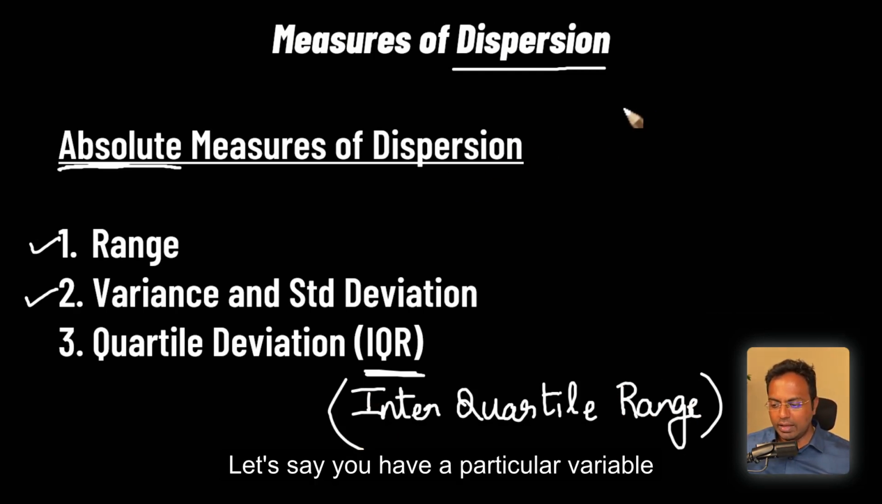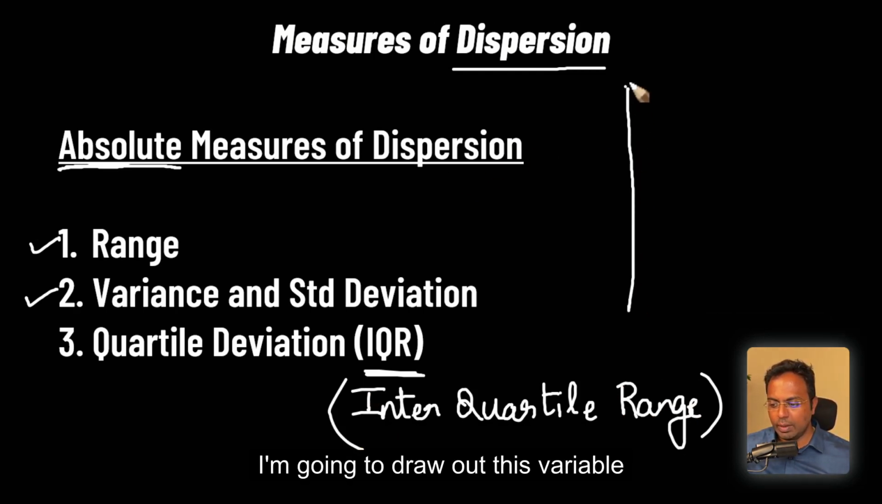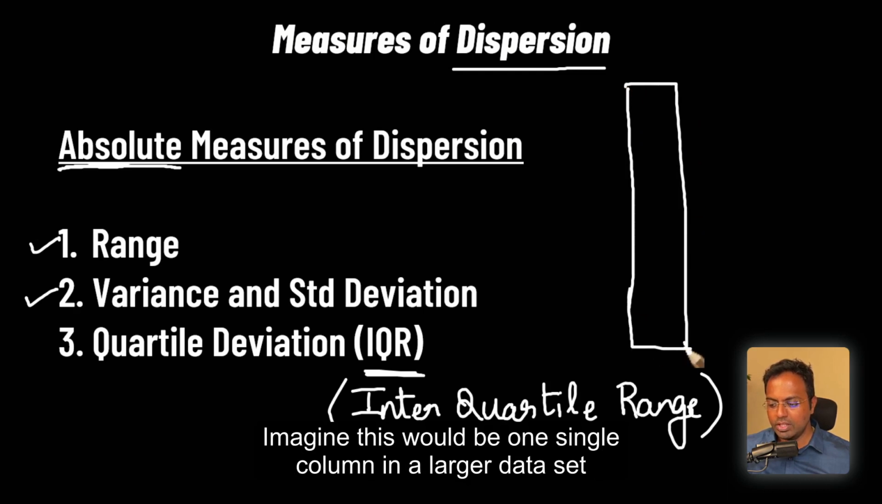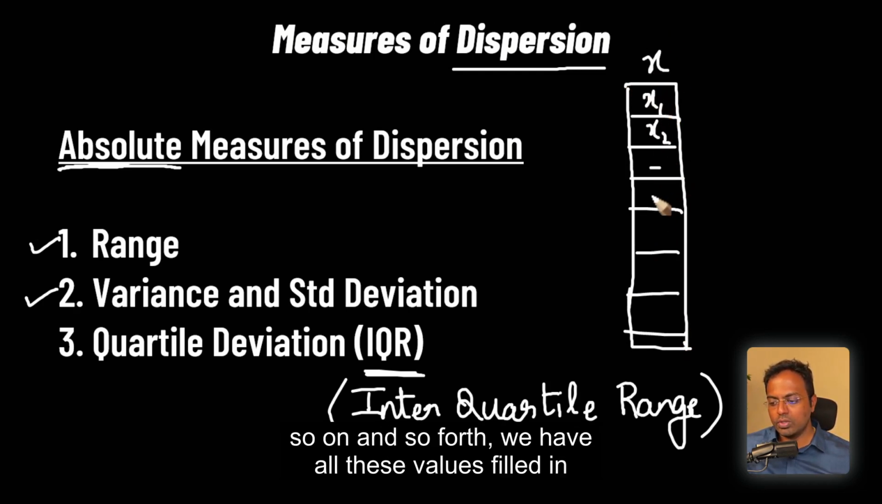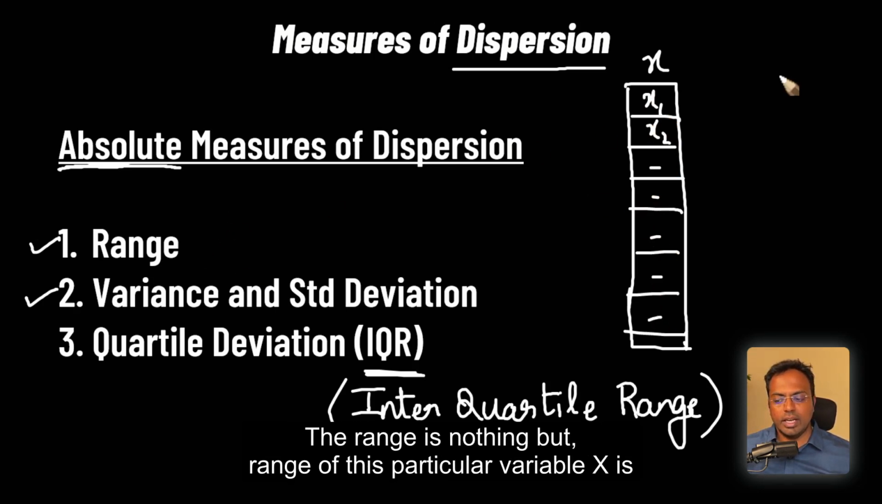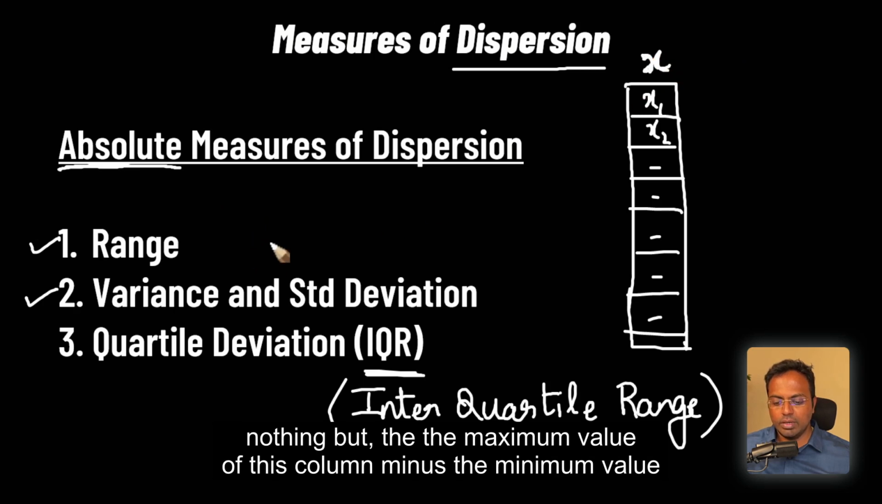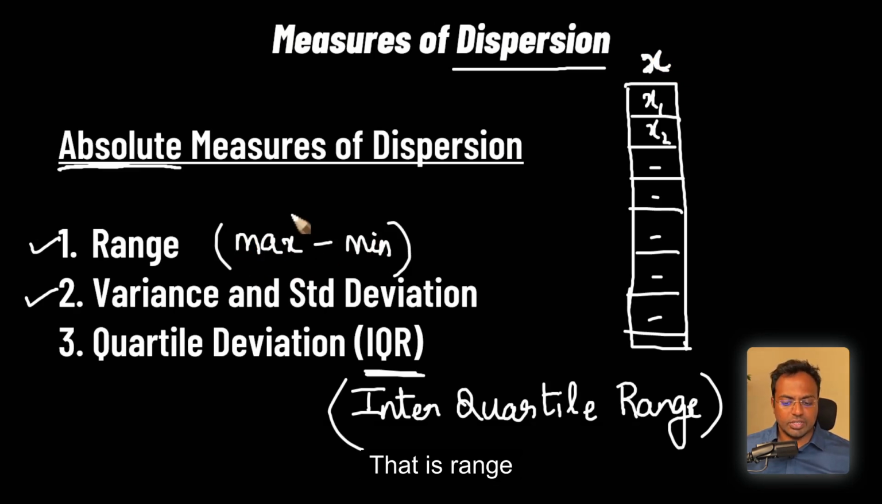Let's say you have a particular variable. I'm going to draw out this variable. Imagine this to be one single column in a larger data set. Let's call this column x, and the values here x1, x2, so on and so forth. We have all these values filled in. The range of this particular variable x is nothing but the maximum value of this column minus the minimum value. That is range.